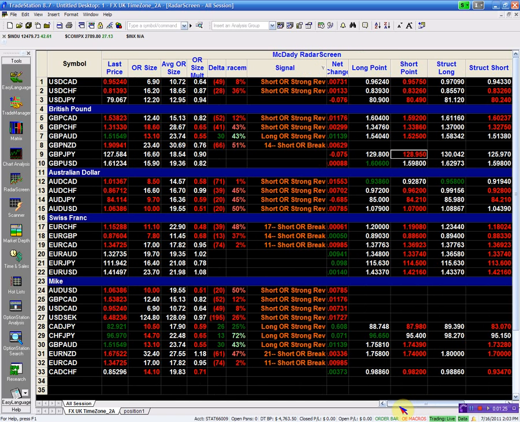We also had the Aussie Swiss to take it short. We had the Aussie yen short. We had the Aussie dollar short from the 107. Plus we had the moves, all the moves that took place in the euro.